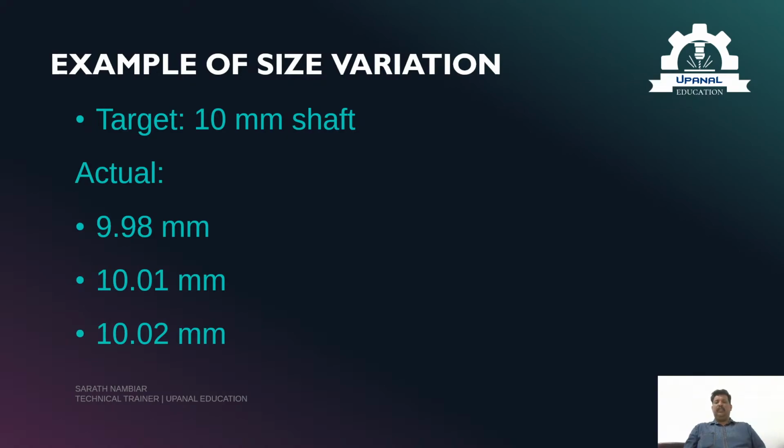So 9.98 mm means it is just 0.02 mm less. What is 0.1 mm in the sense? If we divide 1 mm into 100 parts, 1 part or 2 parts is less or more. But none of them are exactly 10.000. What we need is 10.00.